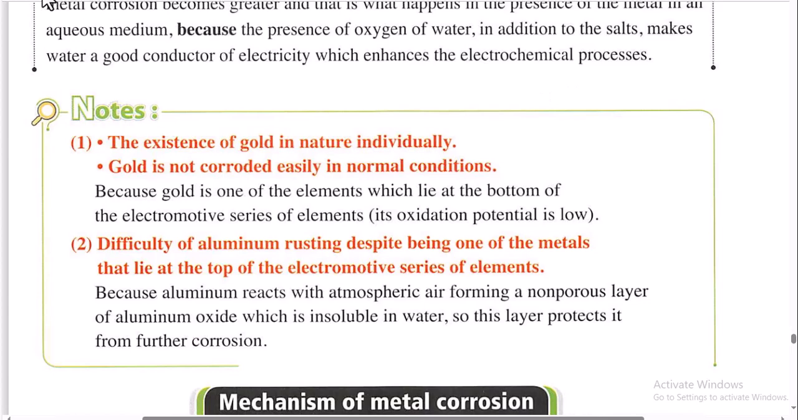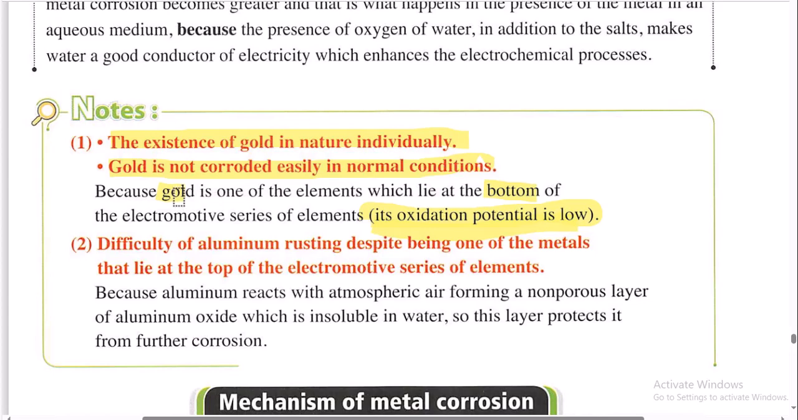Let's look at this. Gold exists in nature individually, and gold is not corroded easily in normal conditions. Gold is one of the elements at the bottom of the electromotive series, so its oxidation potential is very low. It cannot be oxidized or act as an anode in the galvanic cell, so it cannot be dissolved in the electrolyte. No galvanic cell is formed, because gold has a very low position in the electromotive series.